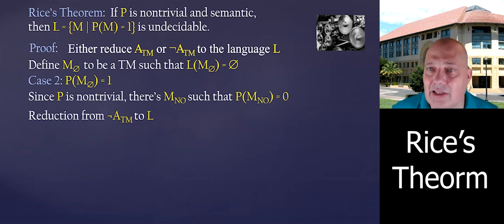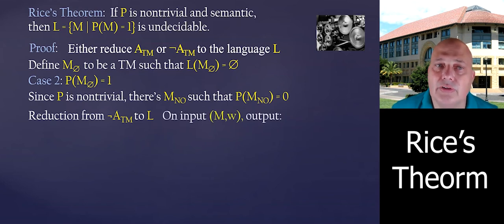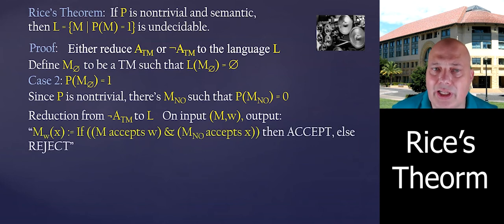So this is something that's powerful and worth understanding. So again, we need a reduction that takes an input for A_TM, ⟨M,w⟩, and outputs a machine, M subscript W, which is an input for L. And the construction is pretty similar with a slight difference. So M_W on input X simulates M on W and M no on X. And if both of these simulations halt and accept, then it accepts, otherwise it rejects.